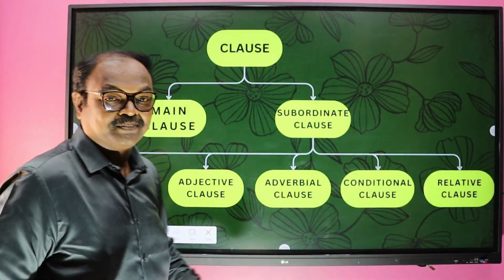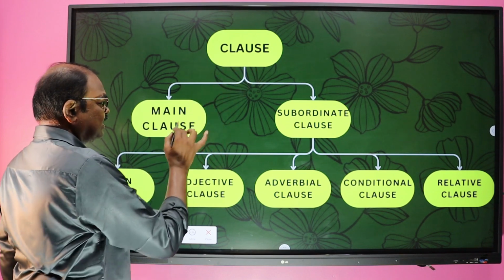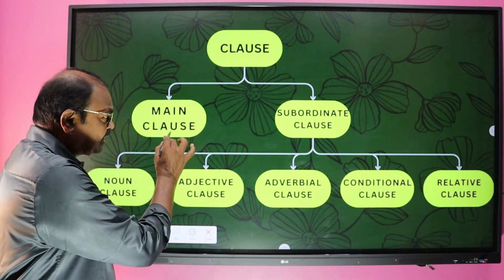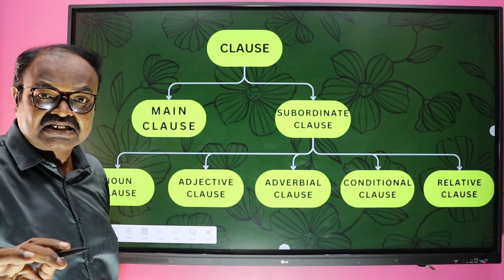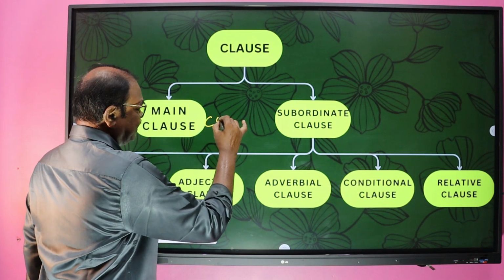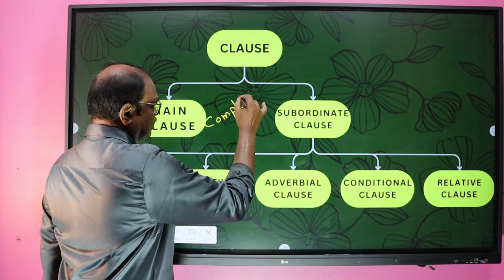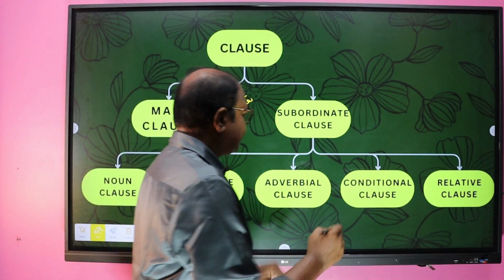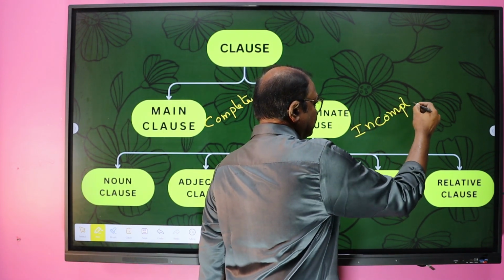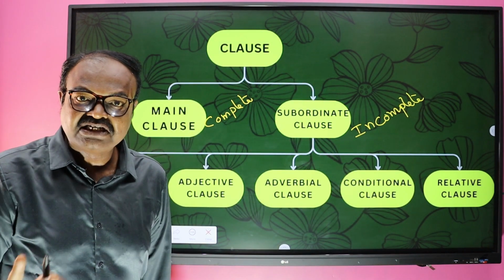See the tree diagram. See, this is the clause. Clauses are divided into 2, main clause and subordinate clause. The difference is only giving complete meaning. See, a main clause gives complete meaning. A subordinate clause gives incomplete meaning. This is the only difference between them.